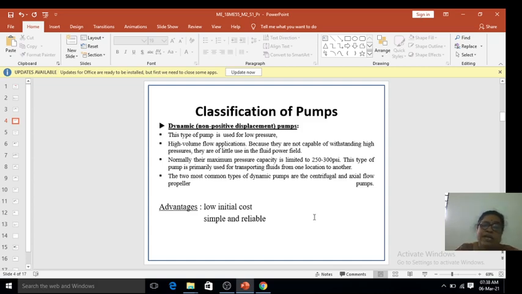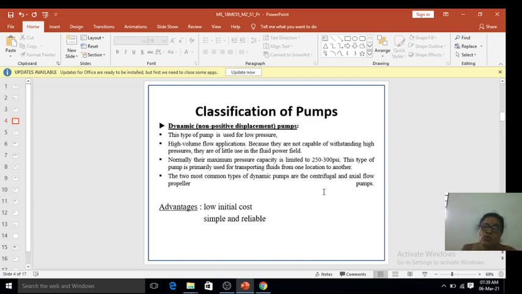Dynamic pumps are used for low pressures and high volume applications. Because of their incapability of withstanding high pressures, they are of little use in fluid power systems. Normally the maximum pressure capacity is about 250 to 300 psi, and usually this type of pump is used for transporting fluids from one point to another.